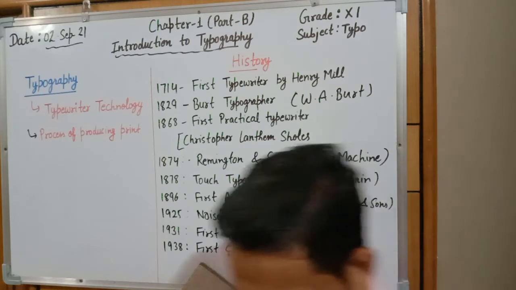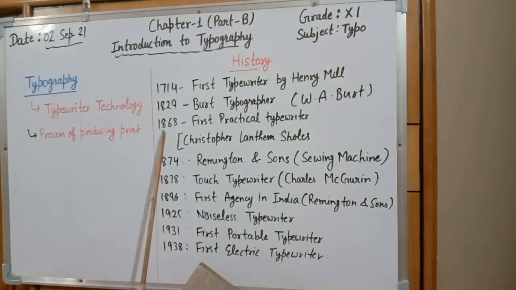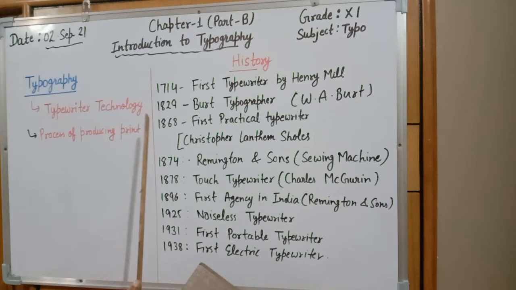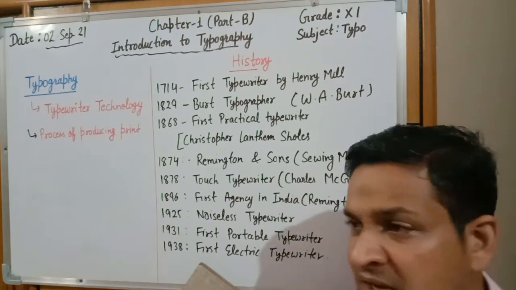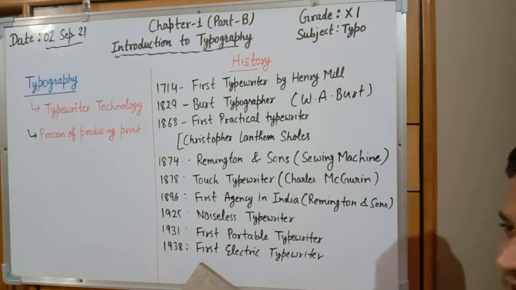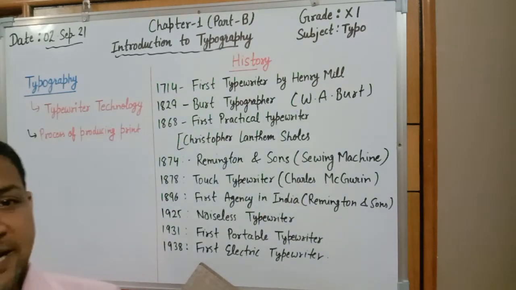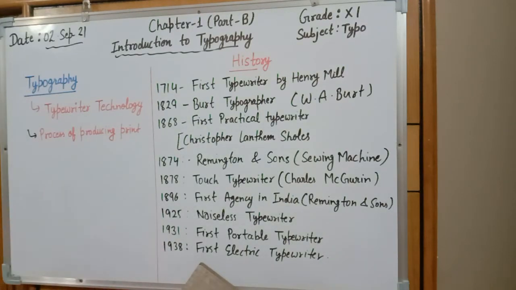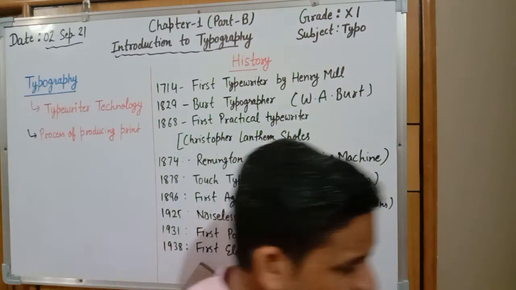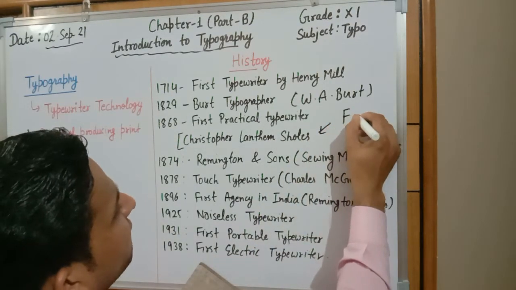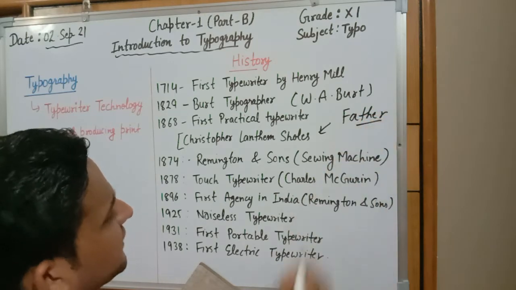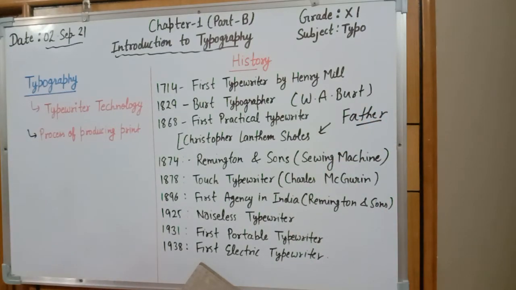After this, the year 1868 came. It was the year in which the actual typewriter technology started. In this year, the first practical typewriter was prepared, on which we can work practically, and it was prepared by the scientist Christopher Latham Sholes. The developer Christopher Latham Sholes is also known as the father of typewriter technology. He is also known as the inventor or father of typewriter technology.